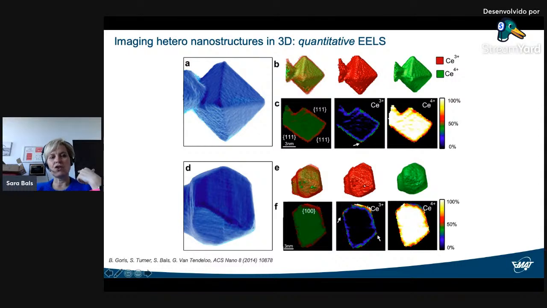However, if we look at a truncated octahedral particle, then we see that exactly here at this 100 facet, we have a much thicker cerium 3+ layer. That is very important because it contributes to the understanding of the preferential catalytic behavior of specific reactions according to the type of surface facets that are present.